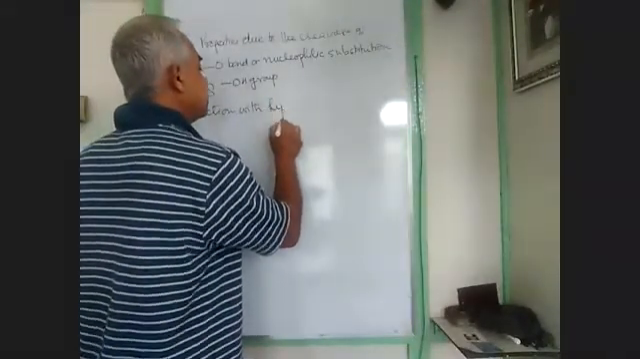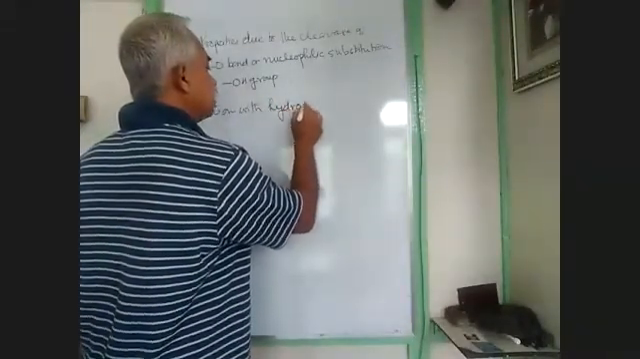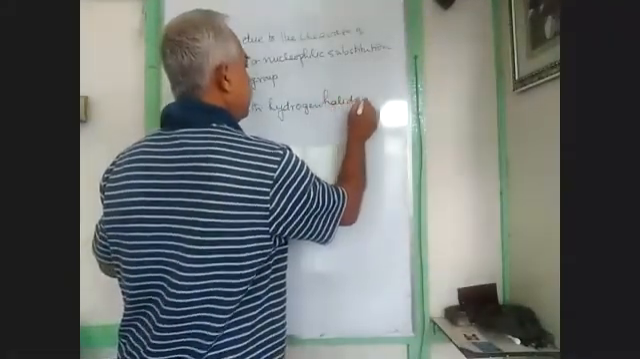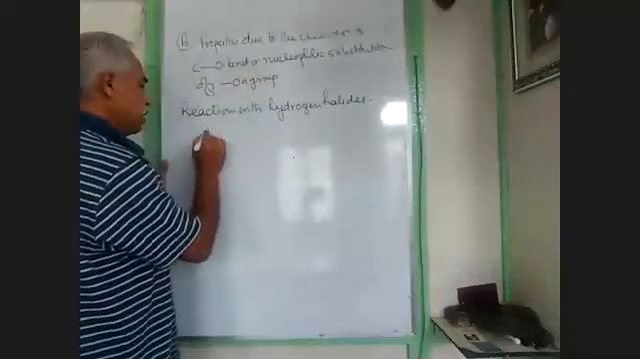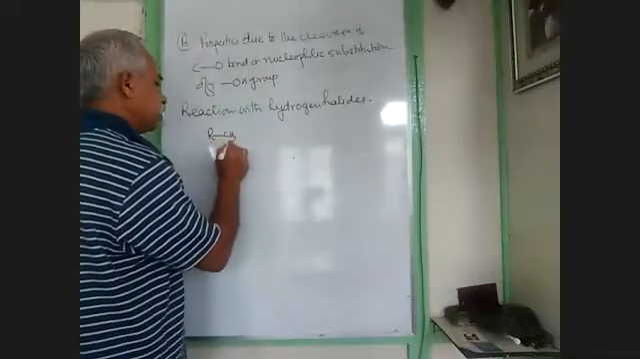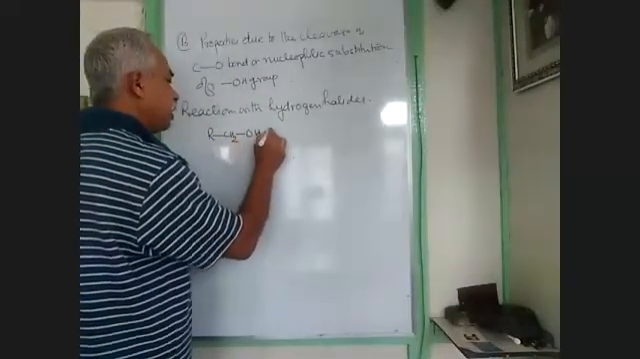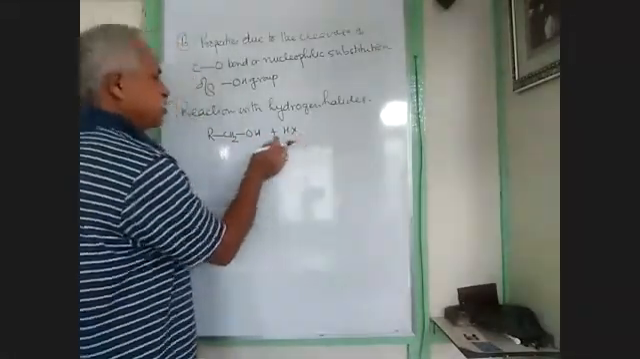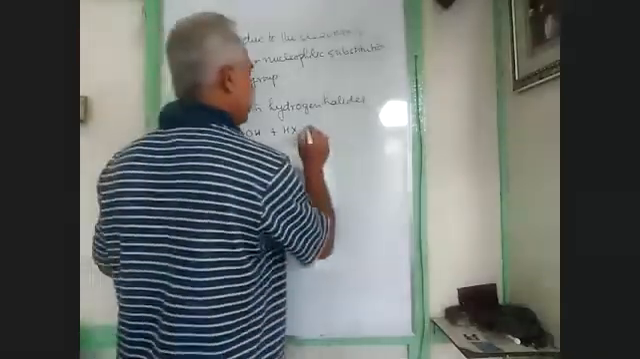Okay. So under this heading, the first thing that we are going to study is the reaction with hydrogen halides. That is RCH2OH plus HX. So this X minus is going to replace OH minus.